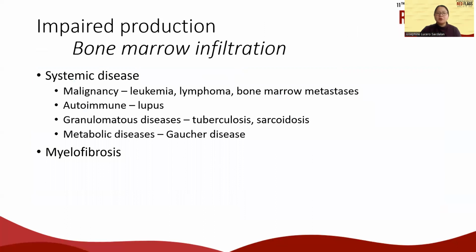Impaired production may also be caused by bone marrow infiltration. In this etiology, there is no space for normal hematopoiesis to occur. Diseases such as malignancies, autoimmune, granulomatous, or metabolic diseases are included. Myelofibrosis, which presents with extensive scarring in the marrow, is another example.